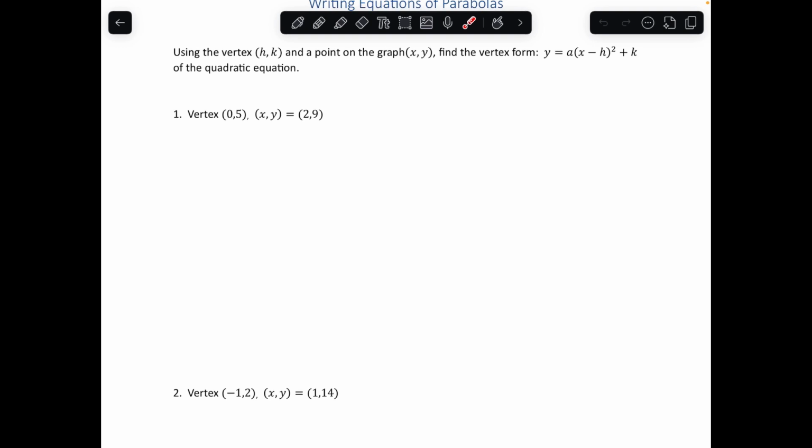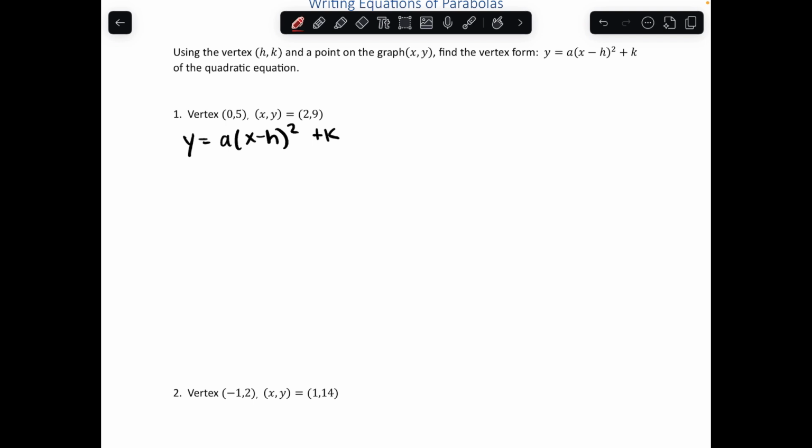So let's go ahead and look at number 1 and try to find the vertex form of a parabolic equation using this vertex and this point. So let's set up our equation. So we have y is equal to a times (x minus h) quantity squared plus k. Now we have everything besides a. So what we can do is plug in both the vertex and our point in order to figure out what a is. So let's go ahead and try that.